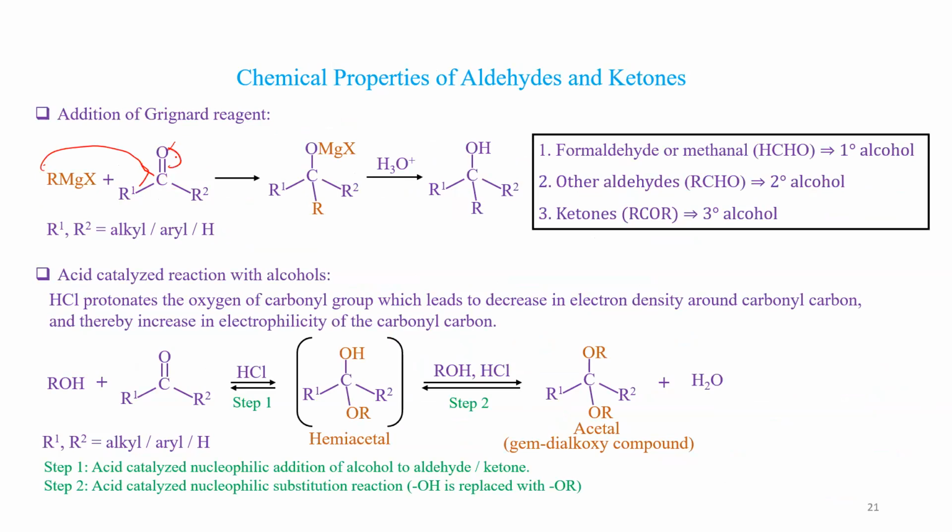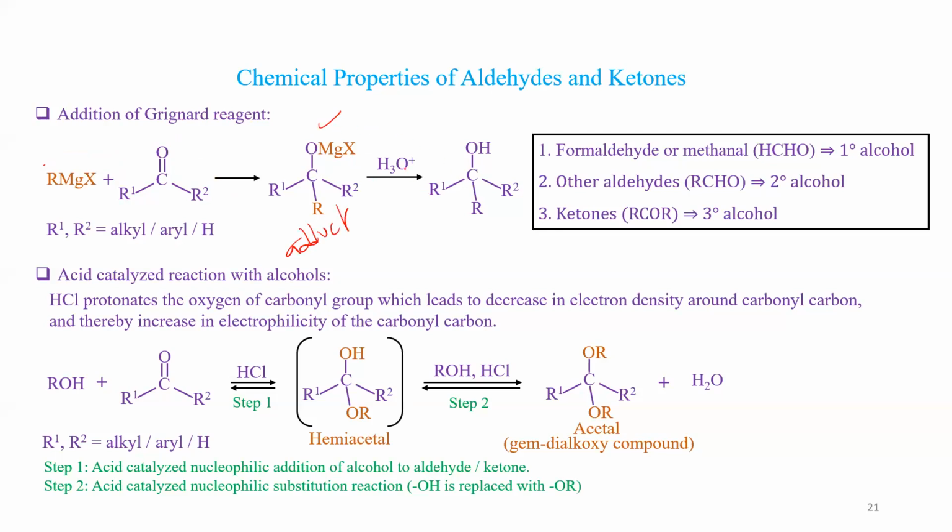Pi electrons will go on oxygen. So R will form a bond with carbon. O minus will form a bond with MgX plus. So we get this. Overall, this is an addition of Grignard reagent across the carbon-oxygen double bond. This is also referred to as adduct.